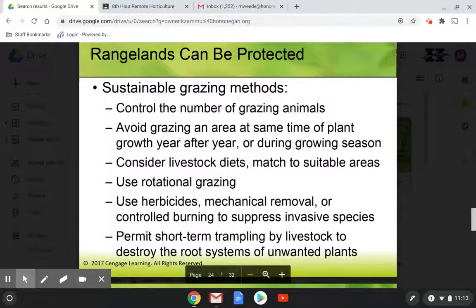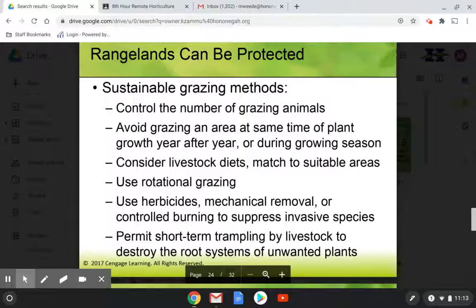We can use herbicides, mechanical removal of invasive species. So just like what we've talked about in class with invasive species, we can control what's coming in and what's not. We can use herbicides to make sure that certain insects aren't coming in. We can make sure that invasive plants aren't taking over and killing the grasses in the area. And then finally, we can permit short-term trampling by livestock to destroy the root system of unwanted plants.